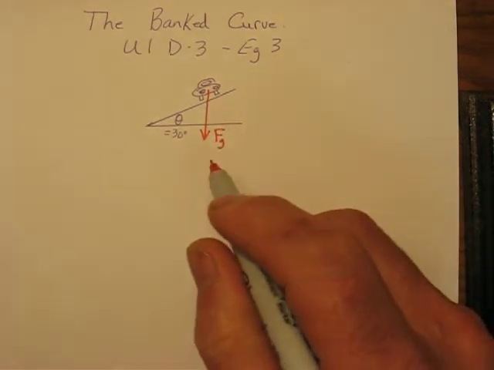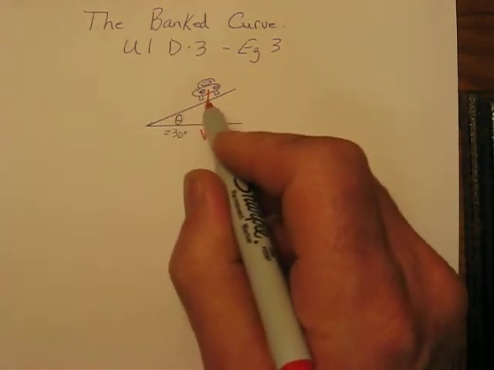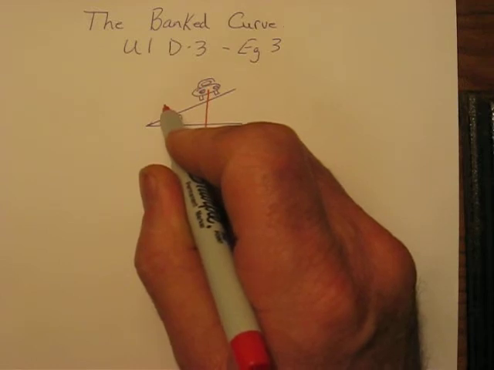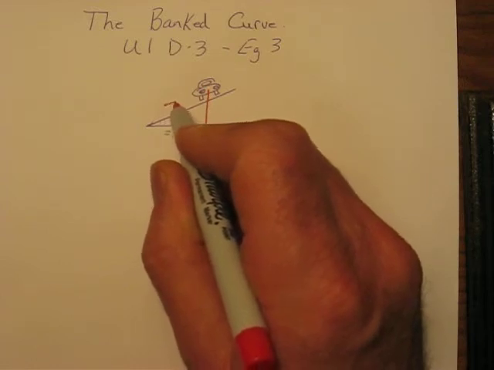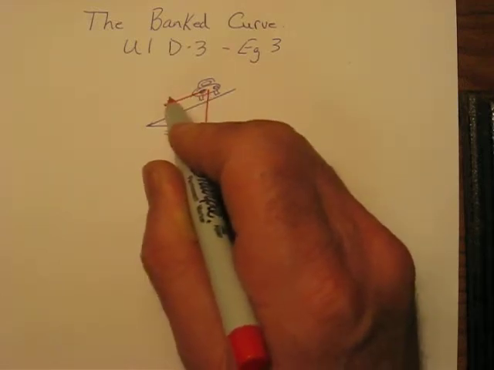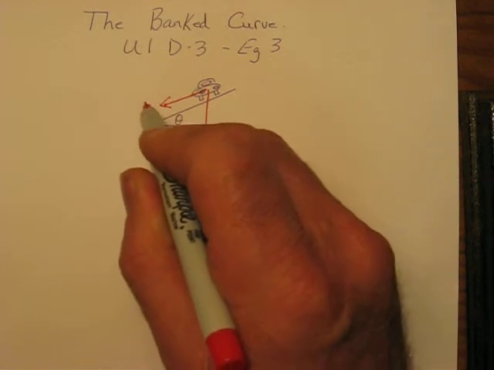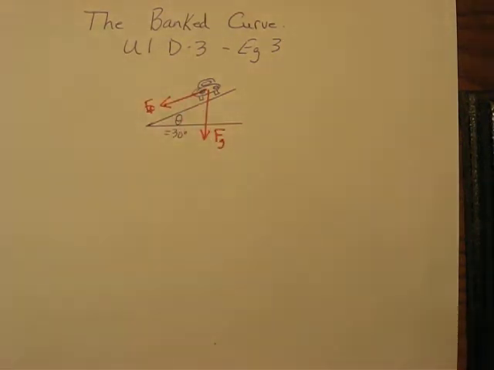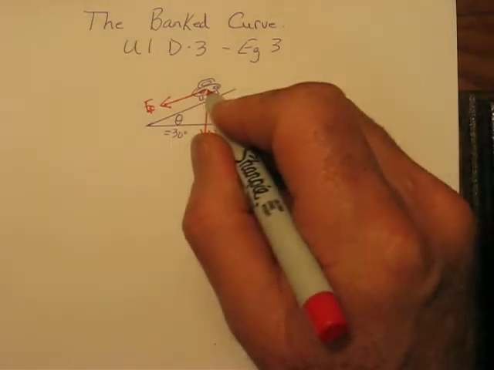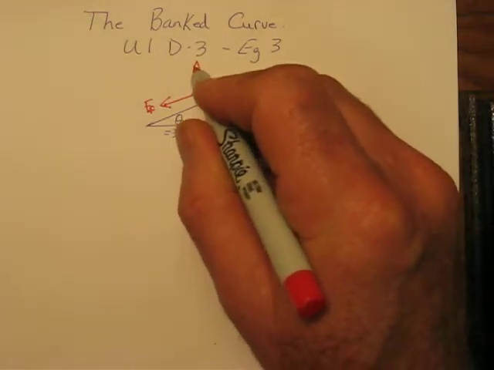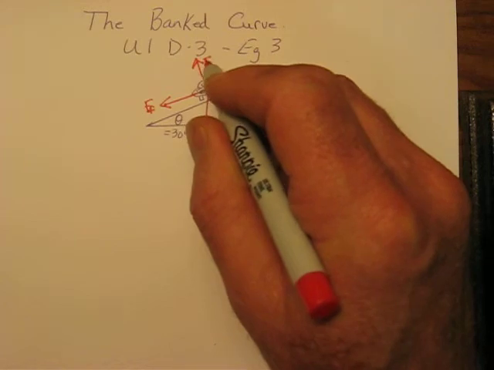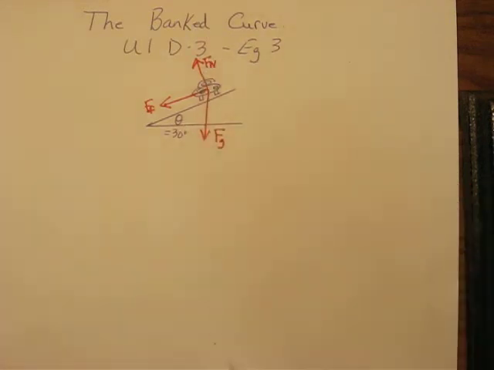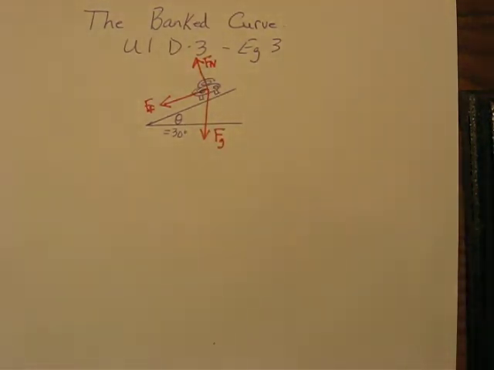But there's also a frictional force. The problem says that there's friction on that curve. The frictional force will act down in this direction. That's the force of friction. And then there's one more force, the normal force, which acts perpendicular to the surface, so something like this. There are three forces.